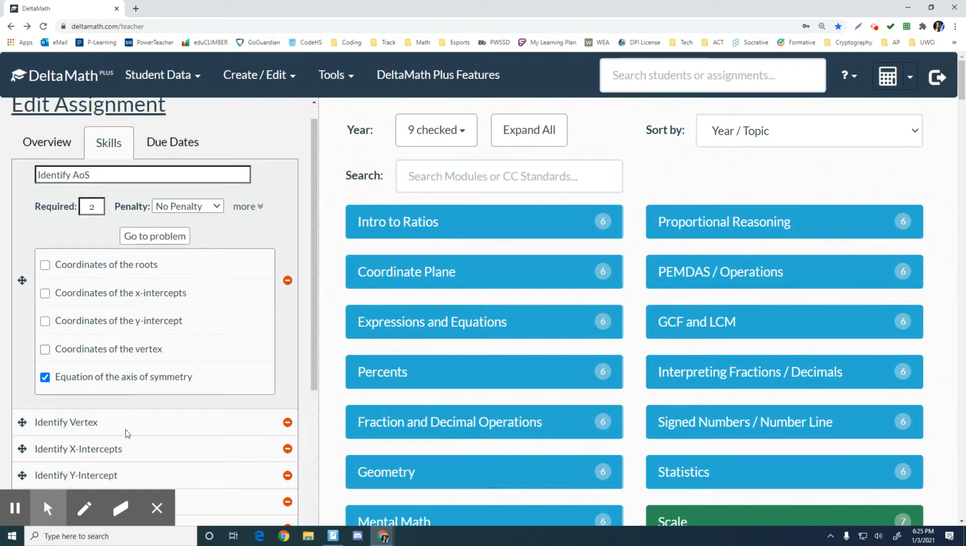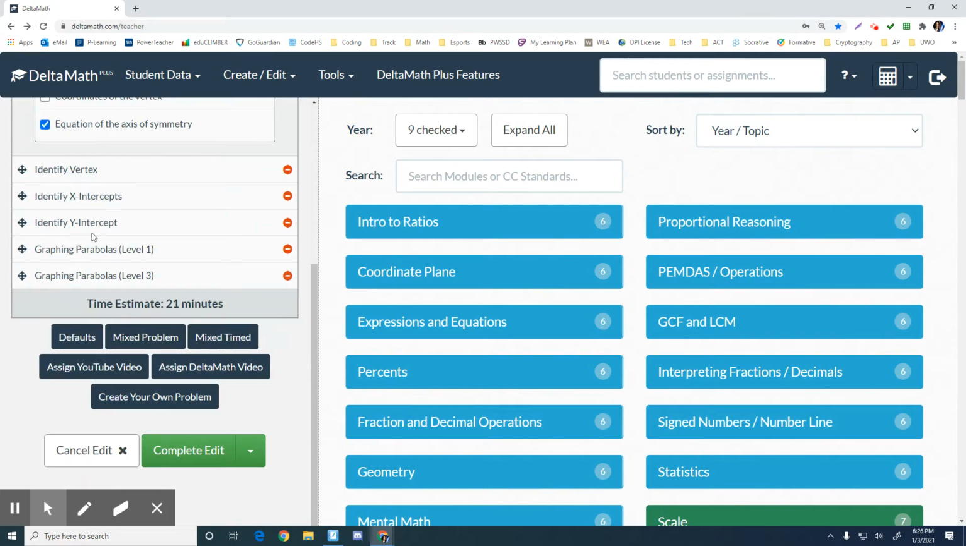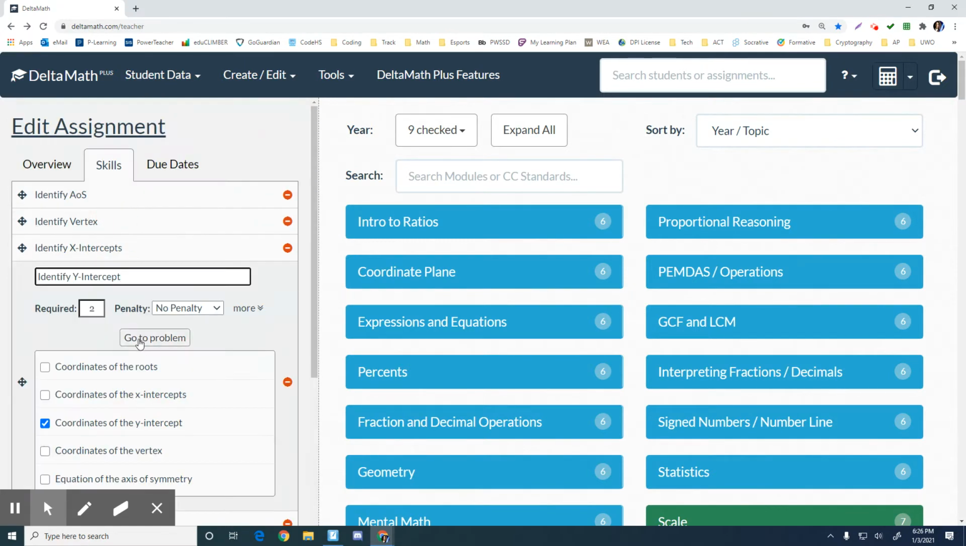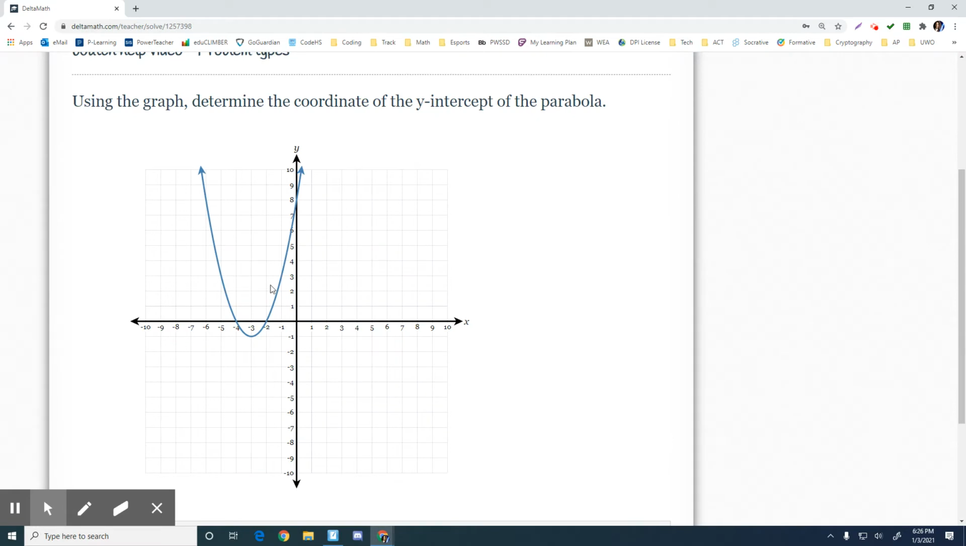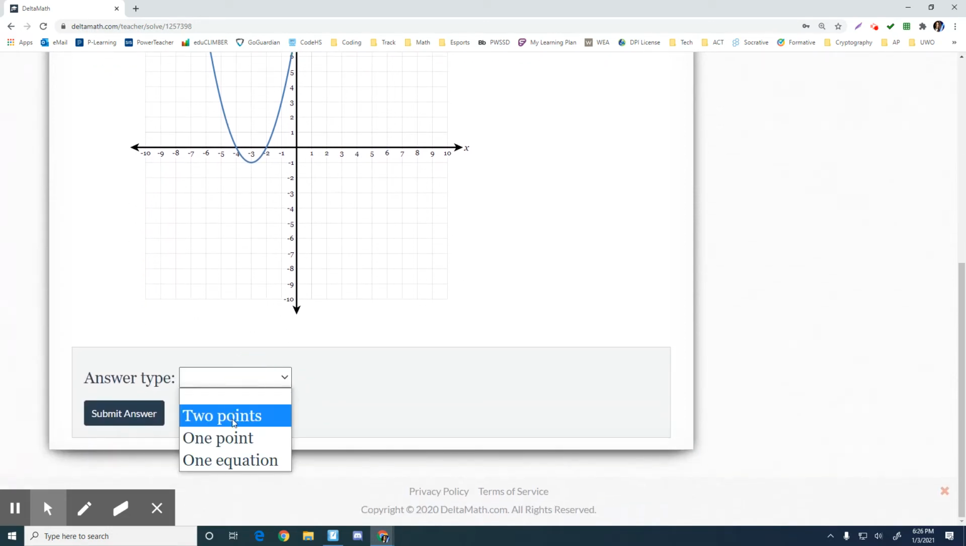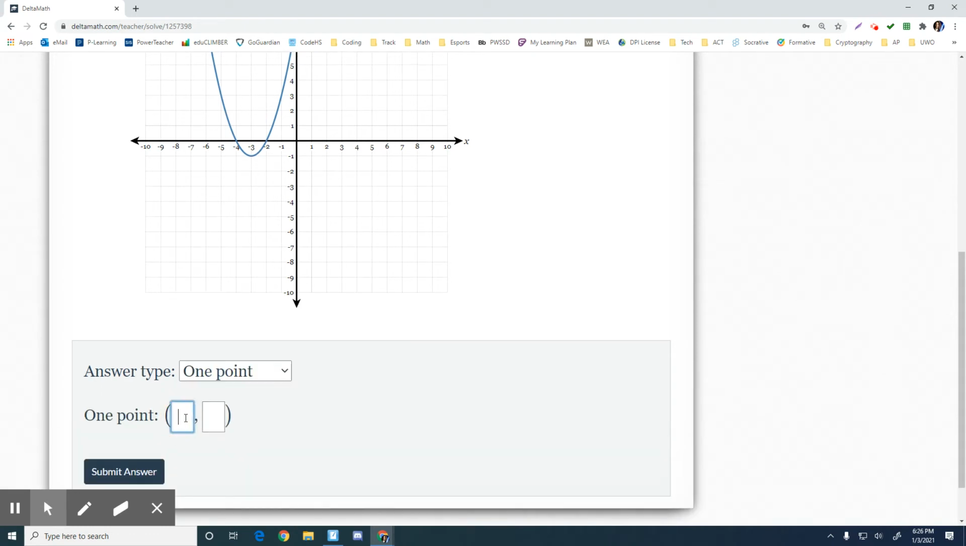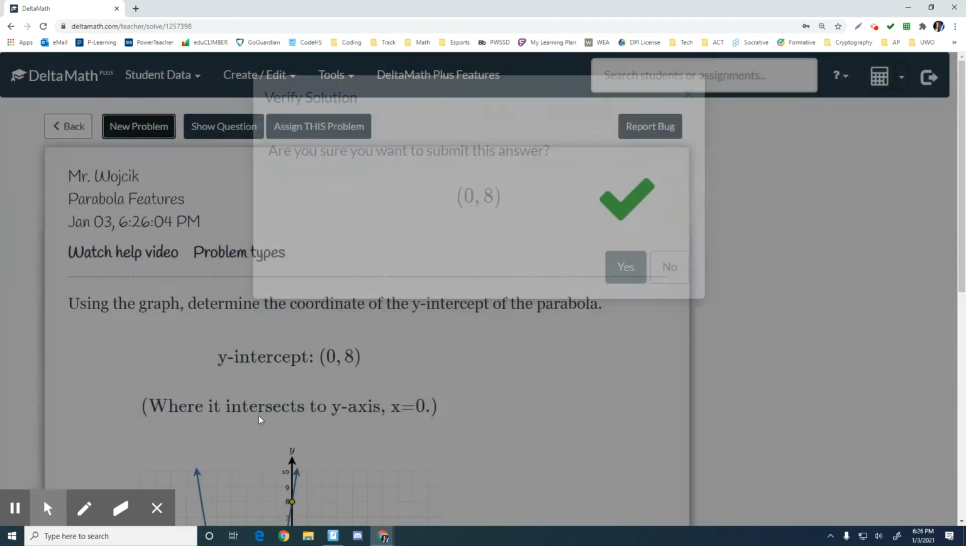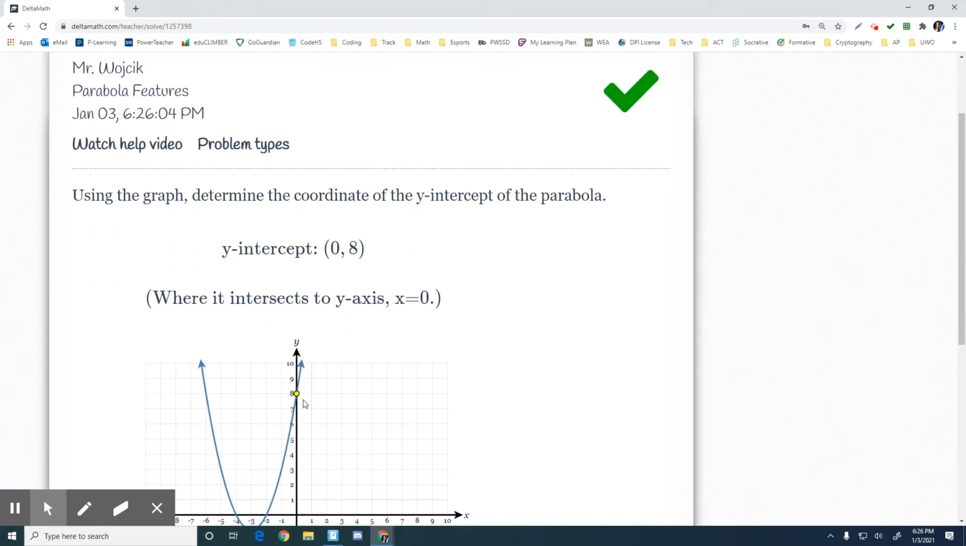So that's for identifying the axis of symmetry, the vertex, x-intercepts, and y-intercepts. You're just literally pulling them off the graph. So, do you know what a y-intercept is? Well, yeah, it's where the graph crosses the y-axis. That's right here at (0, 8). And there's only one of them, so I'm going to choose that it's 1 point, not an equation. And so look, you have to type it in as coordinates, (0, 8). And there you can see it's highlighted in yellow.